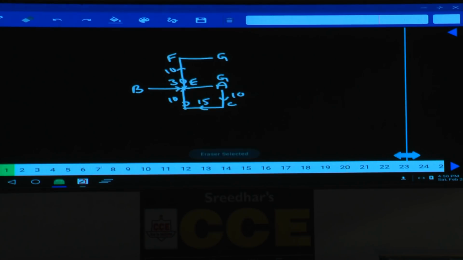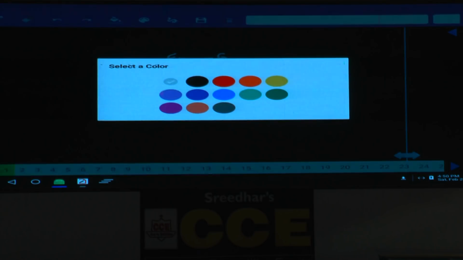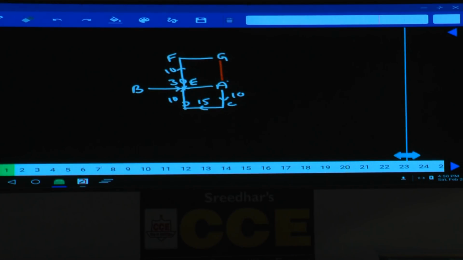G is 15 meters to the east of F. As G is 15 meters to the east of F, now the question is about how far this G is from A. Tell me, the distance between A and G is how much? 10 meters towards the north. Hence 10 meters north is the answer, and it is given in choice 3. Question number 95, choice 3 is the answer.